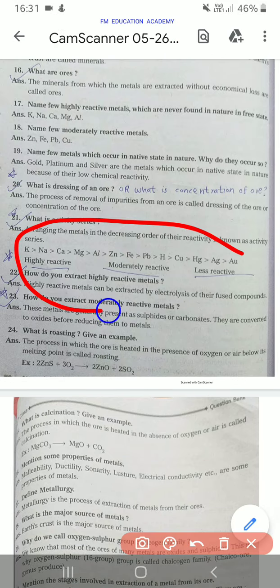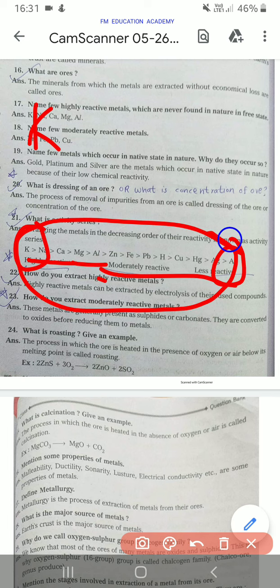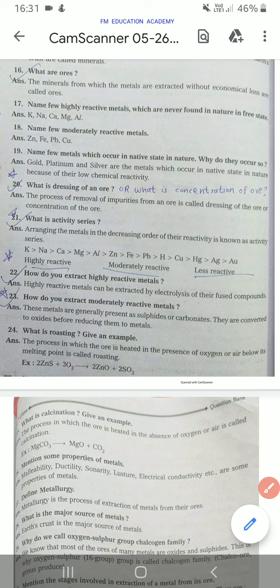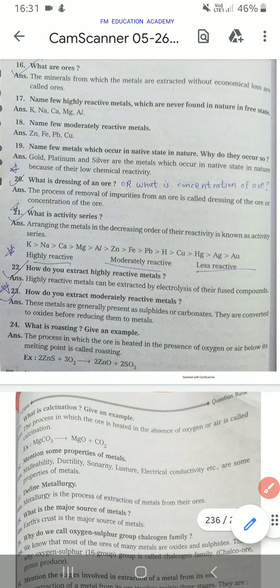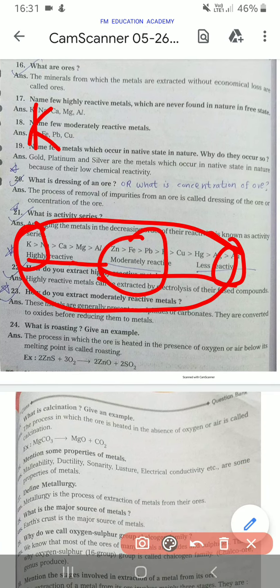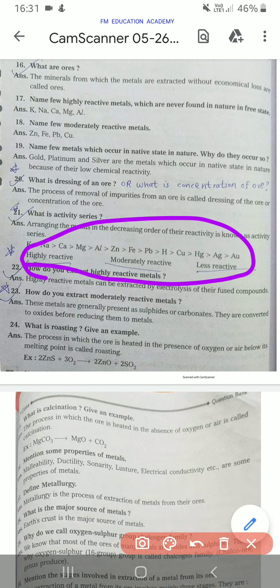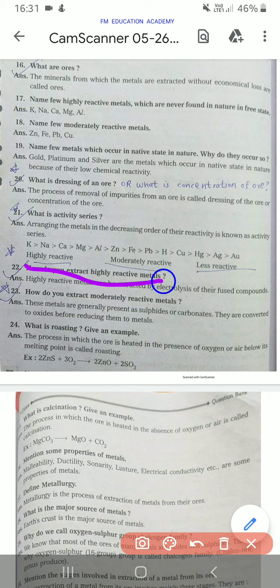You have to learn the order in which it is coming. K greater than Na greater than Ca greater than Mg greater than Al means this is the most reactive, this is the least reactive, and this is the moderately reactive. And also you have to remember what are the highly reactive metals, what are the moderately active elements and what are the less reactive metals, because in the exam it can ask you such type of questions. You have to identify. So only if you remember this list, then only you can write this question.